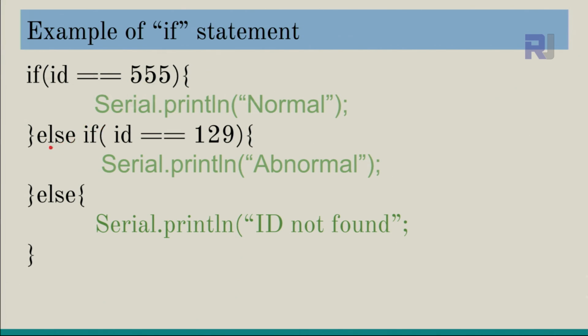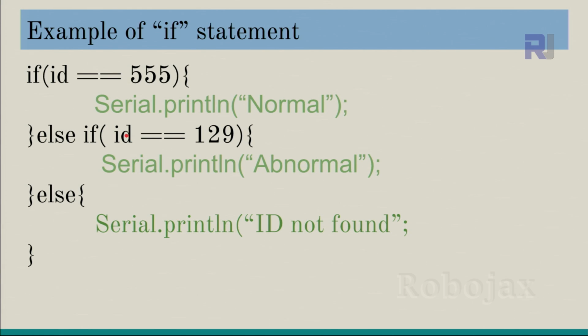Then we say else if this is not true, we have another condition: id is equal to 129. Again we put two equal signs. Remember, if you put one equal sign, this will always be true. One equal sign means assignment: 129 is assigned to id. If we write if id equals 129 with one equal sign, it checks if it can put 129 into id, and as soon as it can, the value will be true. For that reason we have to put two equal signs.